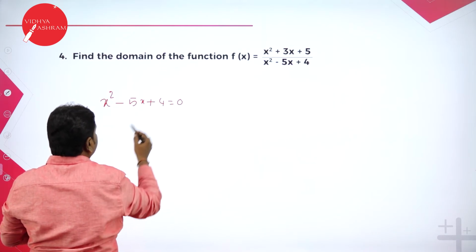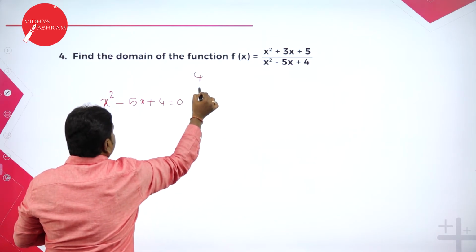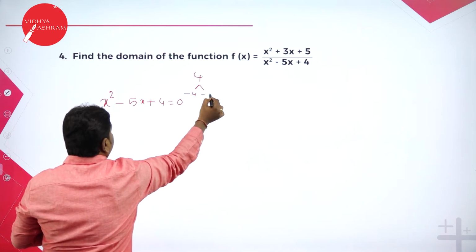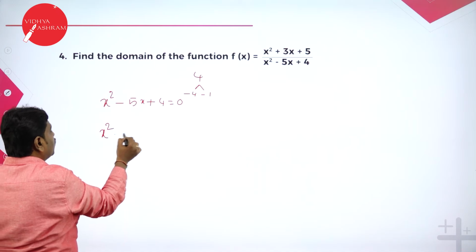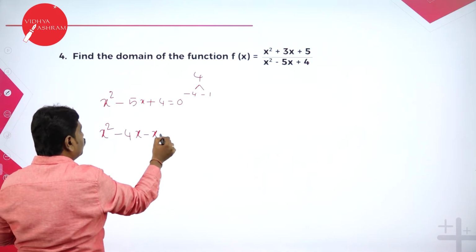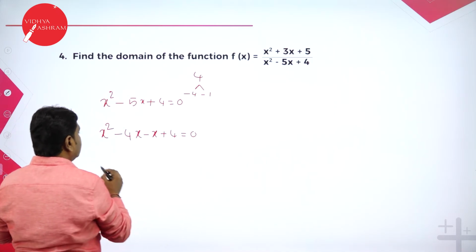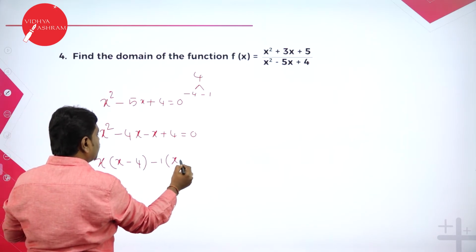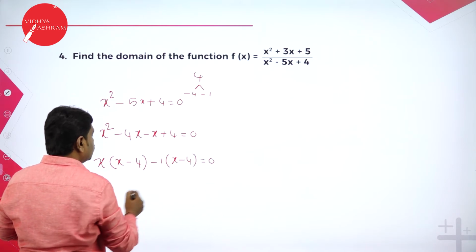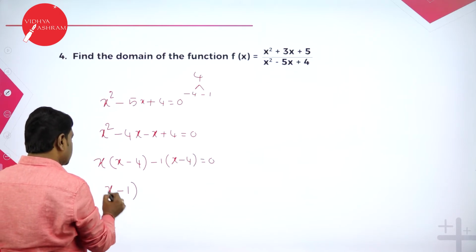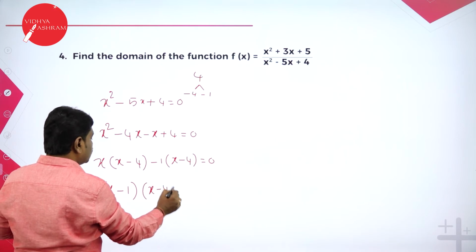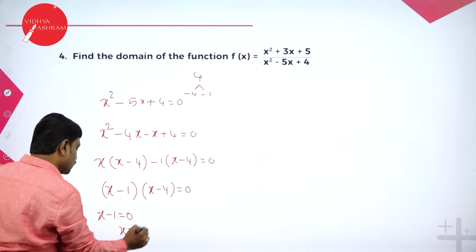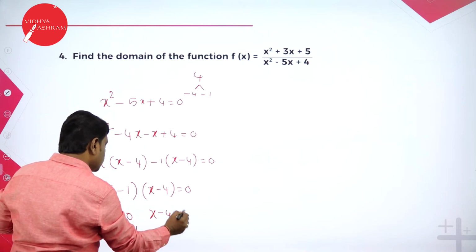So it's a quadratic equation, to be factorized. What are the factors for 4? I want minus 5, so I'll take minus 4 and minus 1. So can I write it as x square minus 4x minus x plus 4 equal to 0? Further I'll take x out. So it will be x minus 4, minus 1 out. It will become x minus 4 is equal to 0, or x minus 1 into x minus 4 is 0. So what are the roots now? Therefore x minus 1 is 0, x gives you 1, x minus 4 is 0, x gives you 4.